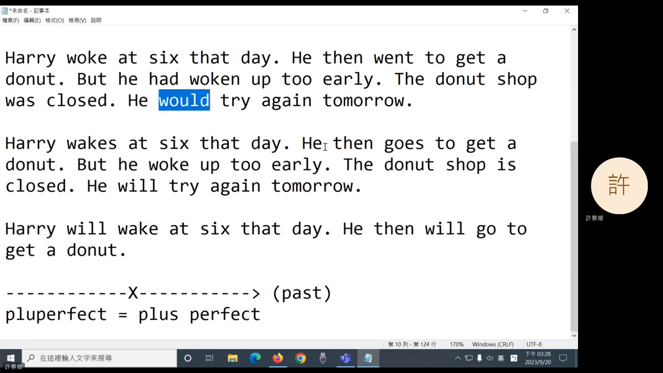For the future, the original word is will. Will is a very strange word in English, right? It's the only time we use a new word to talk about a different time. The word will has a long history that I really don't want to talk about now, but the idea is that if you need to change the time, you would change the word will. Would is the past tense of will. So this is from the past, Harry is thinking about the future. So it's the future with a layer of past added on top.